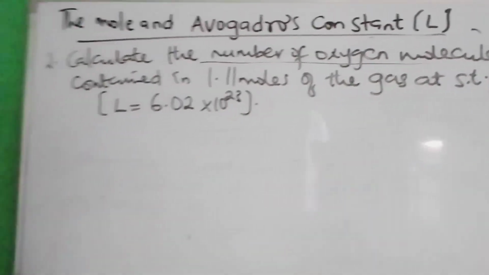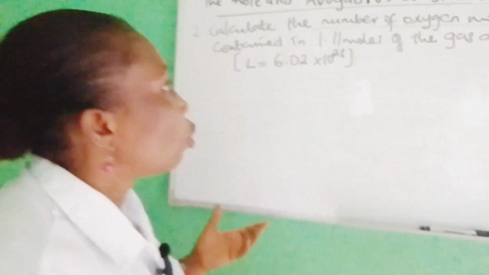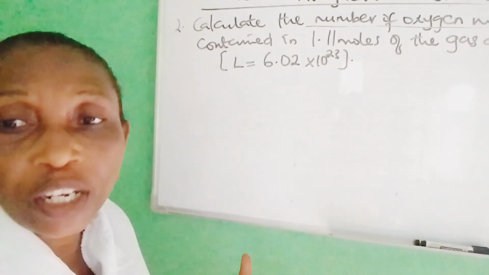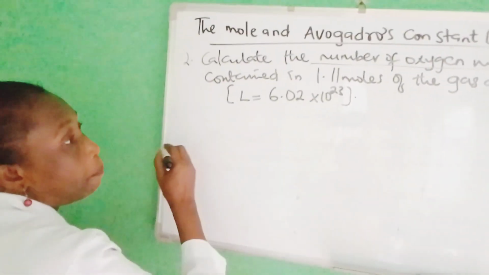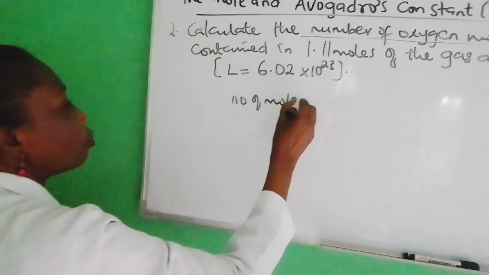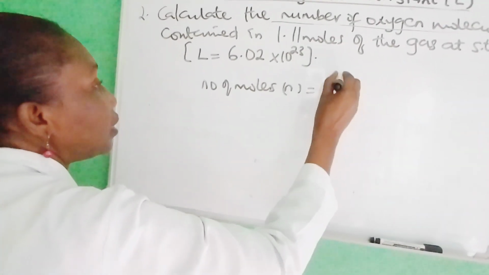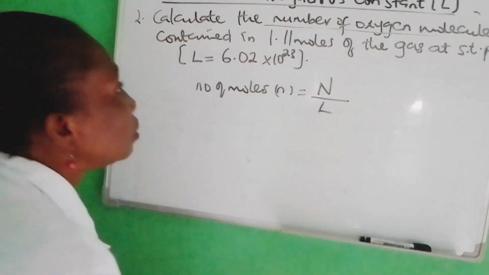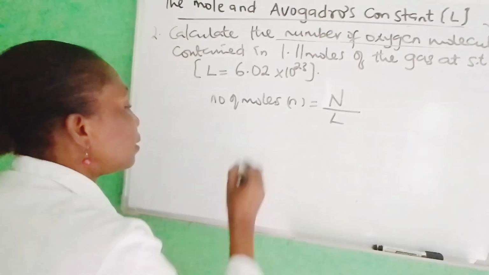Calculate the number of oxygen molecules. We are talking about the number of molecules. Remember, the number of entities, the number of particles, could be the number of ions, atoms, molecules, or even electrons. So let's calculate. Going by our formula, the number of moles n is equal to the number of entities N divided by Avogadro's constant. Since we are looking for the number of molecules, we make capital letter N the subject of the formula.